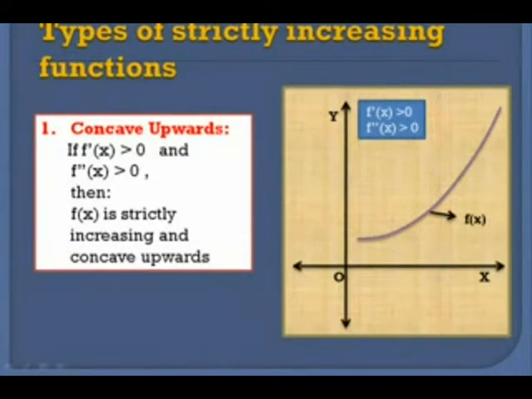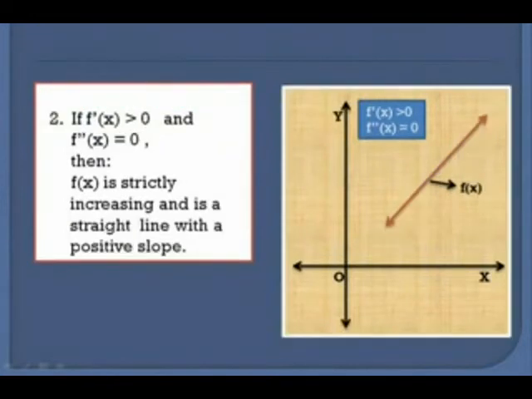The condition for this is, first of all, f'(x) should be greater than 0 because otherwise it won't be a strictly increasing function. And secondly, f''(x) should be greater than 0. That is, the double differentiation of f(x) should be positive. Then we can clearly say that f(x) is strictly increasing and concave upwards. What is concave upwards? It is of this nature. It opens upwards. So for this type of strictly increasing function, the condition is f'(x) should be greater than 0 and f''(x) should also be greater than 0.